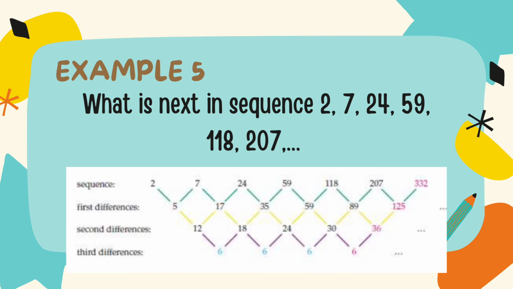For example 5, what is next in sequence 2, 7, 24, 59, 118, 207? The third differences shown in blue are all the same constant, which is 6. Extending this row so that it includes an additional 6 enables us to predict that the next second difference will be 36. Adding 36 to the first difference, 89, gives us the next first difference, which is 125. Adding 125 to the sixth term, 207, yields 332. Using the method of extending the difference table, we predict that 332 is the next term in the sequence.